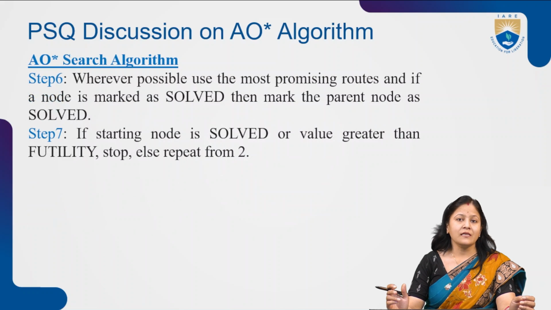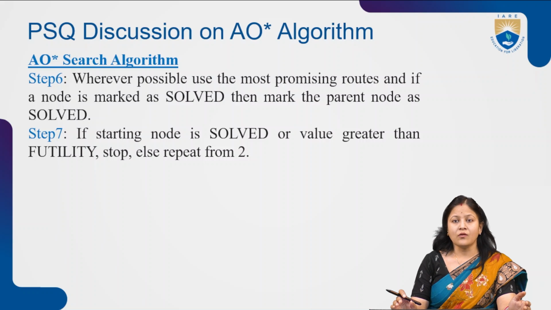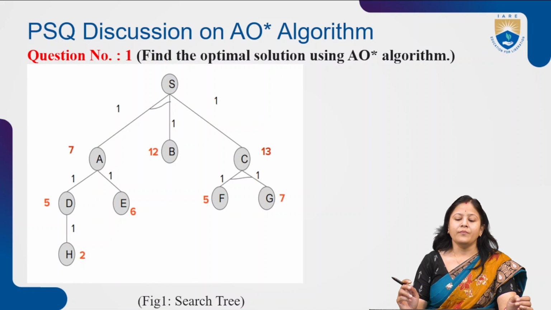Step 6 says, whenever possible, use the most promising rules, and if a node is marked as solved, then mark the parent node as solved. If the starting node is solved or its value is greater than the futility, then stop the process, else repeat from step 2. Okay, let us come to the problem.